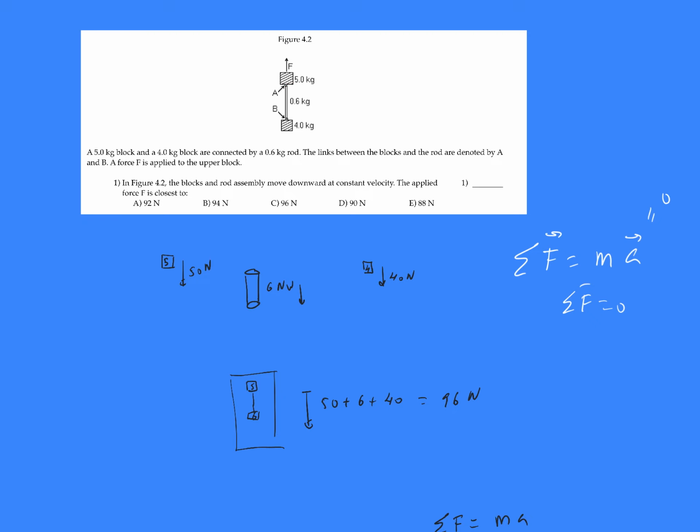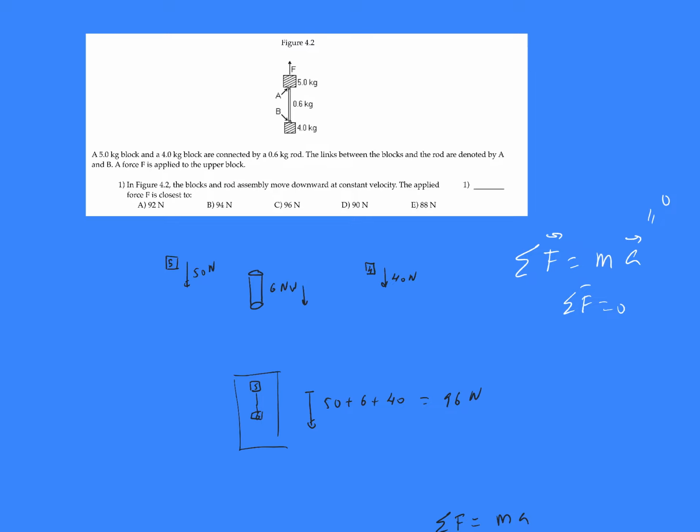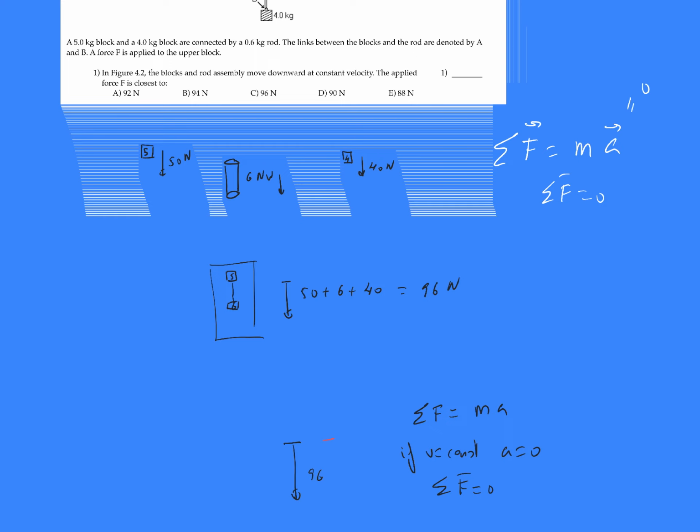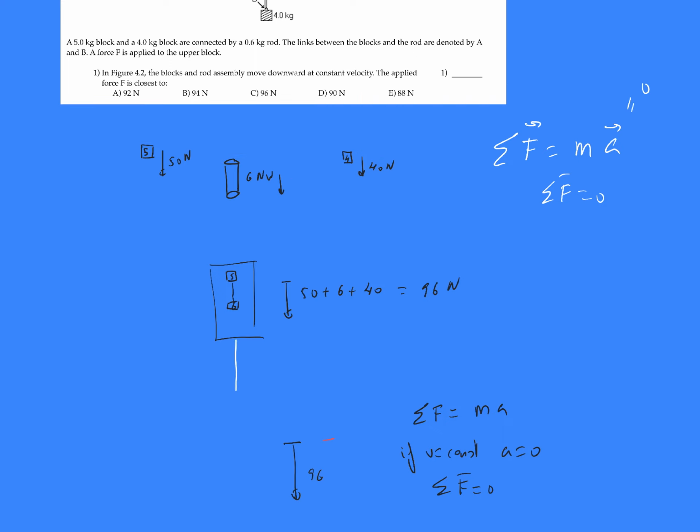For one side, there is 5 kilograms, so there is 50 newtons going downwards. There is 0.6 kilograms, 6 newtons going downwards; 0.6 by 10 is 6 newtons. 4 kilograms, there are 40 newtons going downwards; 4 by 10. Okay, so the total force acting on the body is 50 plus 6 plus 40, that is 96 newtons going downwards.